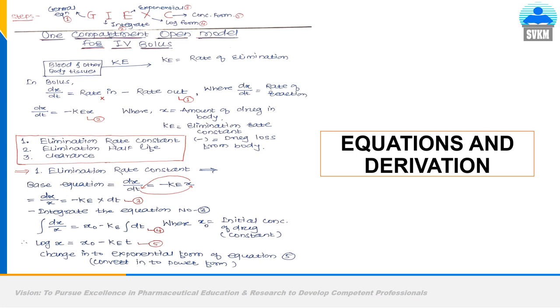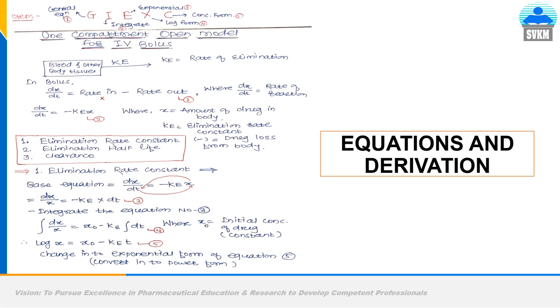In IV bolus, there are three pharmacokinetic parameters we need to determine. First is the elimination rate constant, second is the elimination half-life, and third is clearance. These pharmacokinetic parameters depend only on elimination. Because there is no absorption, there is no absorption parameter. Only parameters related to elimination. We discuss the first parameter, the elimination rate constant. We already discussed the basic equation, dX/dt = -KeX.